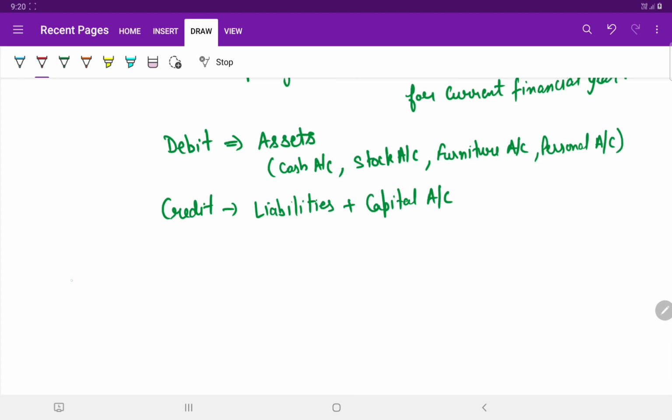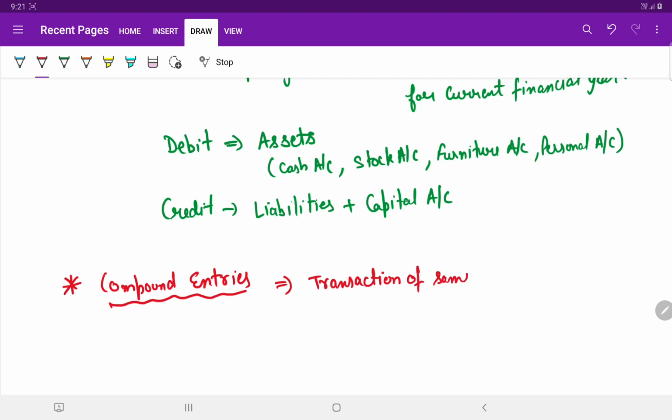Similar to this are the compound entries. Now, what are these compound entries? For example, two or more business transactions that are concerned with the same account and of the same date. So here is a condition: transactions of the same account and of the same date. How will they be recorded?